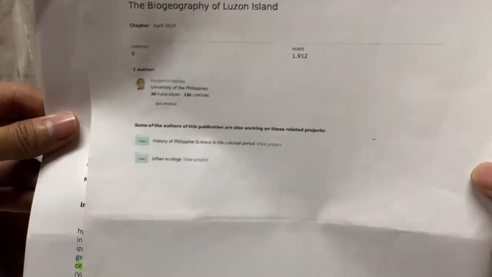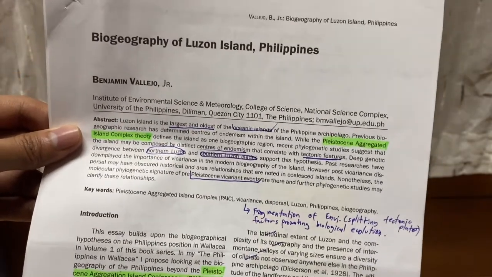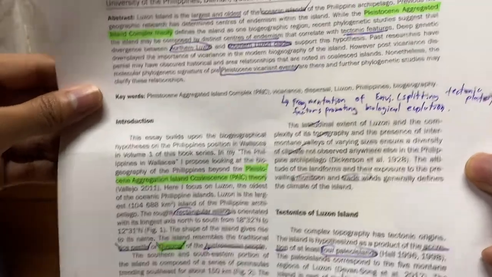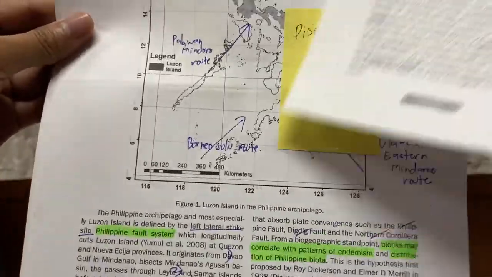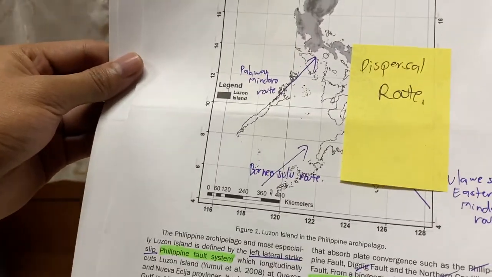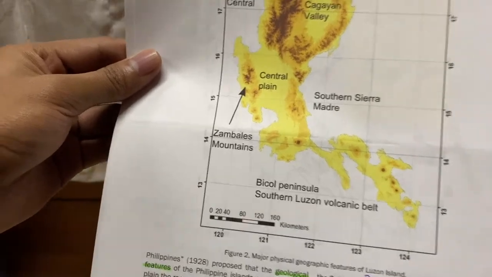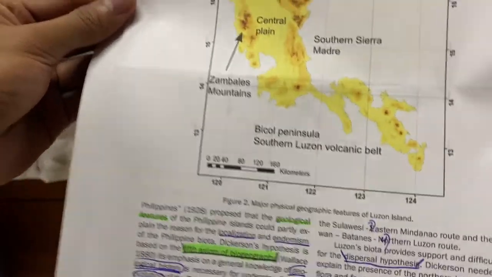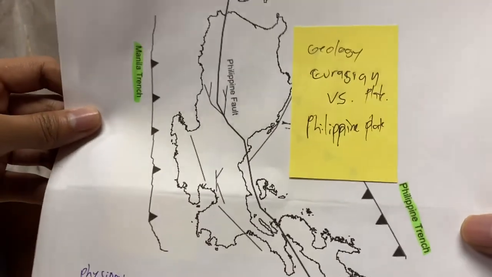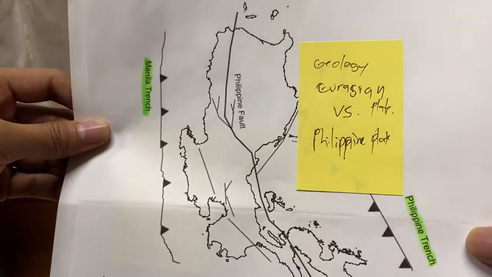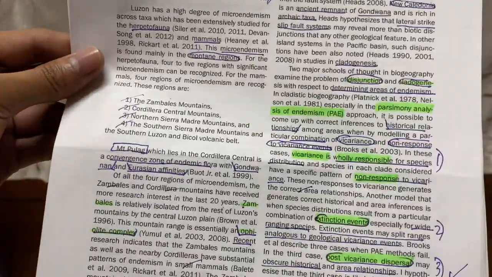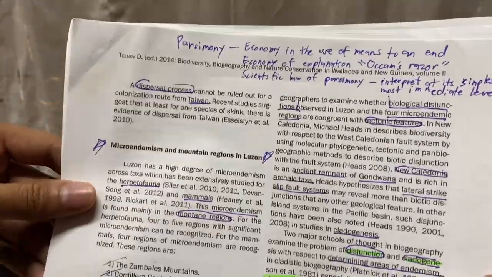So, be sure to mark all those important things in the reading, just like what I did here. Especially the dispersal route. Pay attention to the maps, of course. So yeah, I have read it again for the fifth time in my life. And the biotic regions. Dun, dun, dun. So be sure to read this because it will be included in our exam.